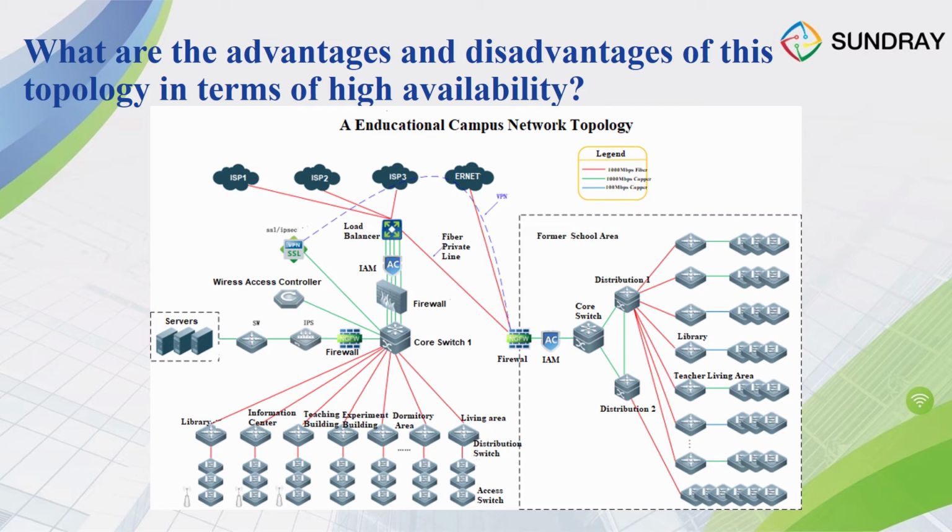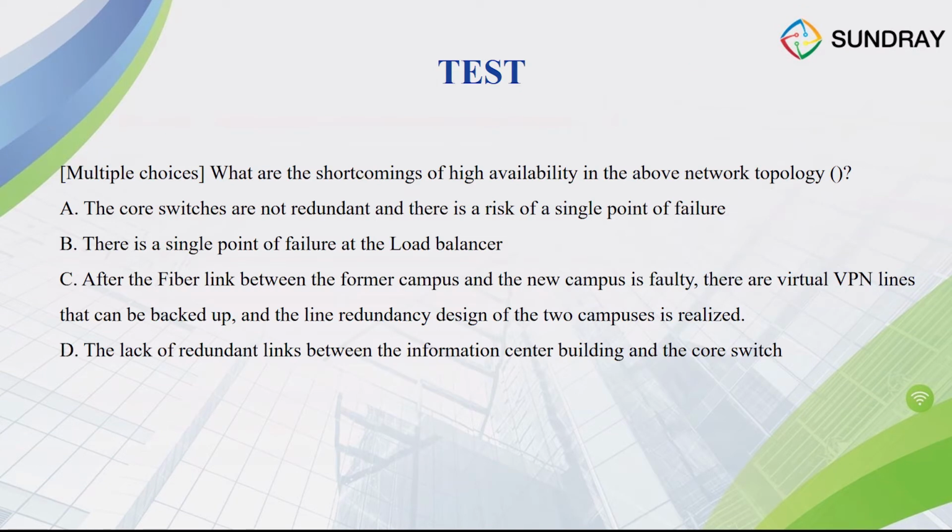Here is a test. You can see the questions and choose which answers you want. Let me check. The first one: the core switches are not redundant, so there is a risk of single point of failure. B: there is a single point of failure at the load balancer. C: the fiber link between the former campus and the new campus is tight, and there is a virtual VPN line that can be the backup, so this is a good redundancy design. And also: the lack of redundant links between the information center building and the core switch. So what are the answers? The correct answer for this one is A, B, D. They don't have redundancy on the core switch, they have a single point of failure on the load balancer, and they also lack redundancy between the distribution switch and the core switch.